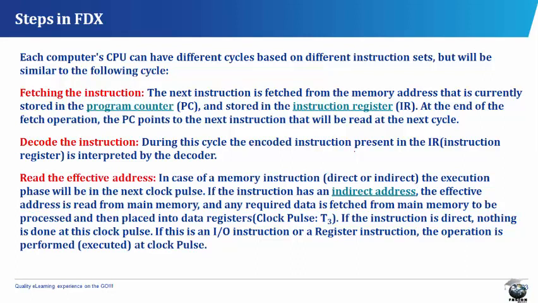The decode instruction. During this cycle, the encoded instruction presented in the IR is now interpreted by the decoder. After that, it now goes on to effect or execute the instruction. In case of a memory instruction, the execution phase will be in the next clock pulse. If the instruction has an indirect address, the effective address is read from memory, and any required data is fetched from memory to be processed and then placed into data registers. If the instruction is direct, nothing is done at this clock pulse. But if this is an IO, meaning input-output instruction or register instruction, the operation is performed at clock pulse.